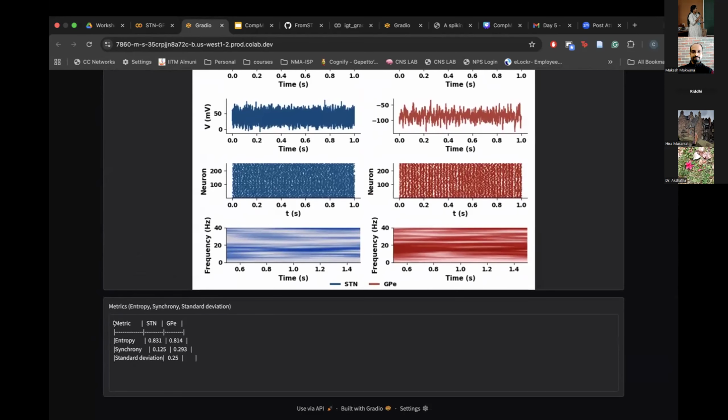Okay. For today, let's only focus on STN. Let's not deal with GPe. The STN plots here are on the left side. I'll go through each and every plot if everyone is ready for it. Can I go through the plots? I'll just explain the plots, then we will do all the simulations together and understand what is going on.